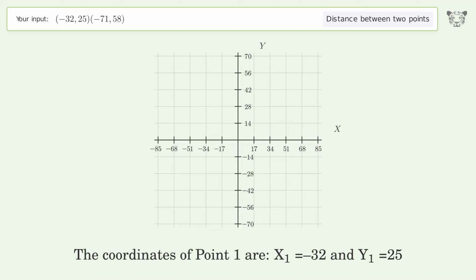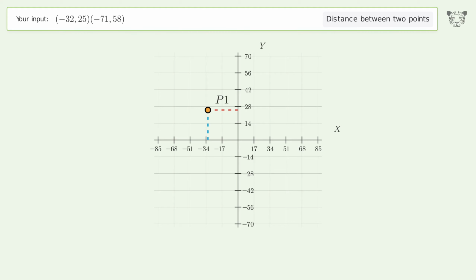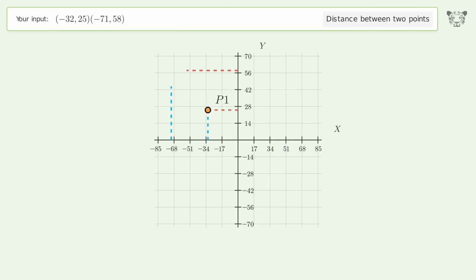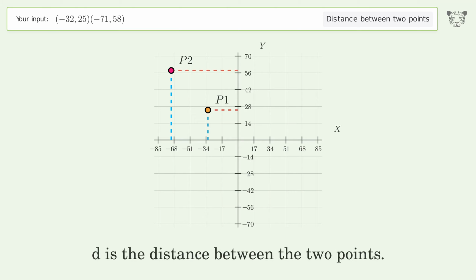The coordinates of point 1 are x1 equals -32 and y1 equals 25. The coordinates of point 2 are x2 equals -71 and y2 equals 58. D is the distance between the 2 points.